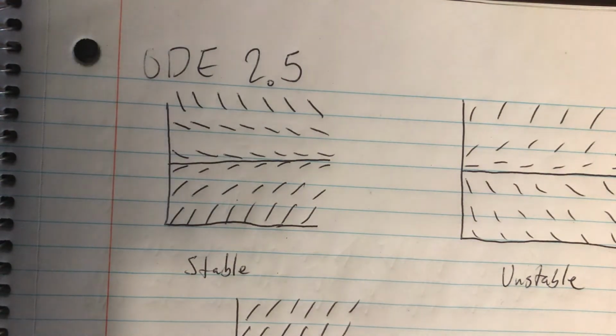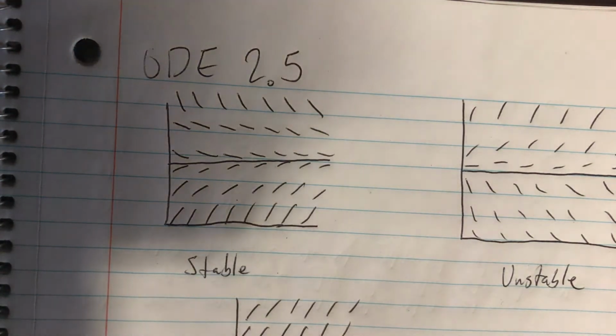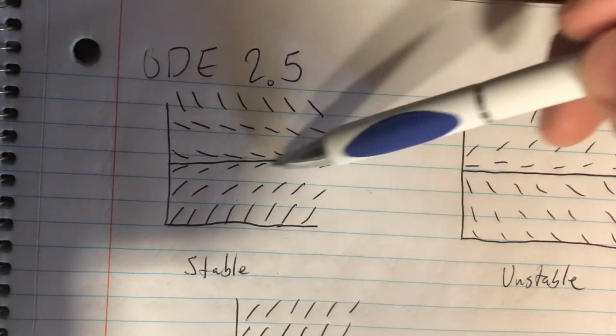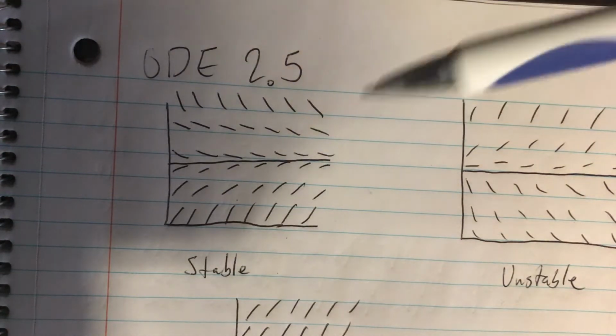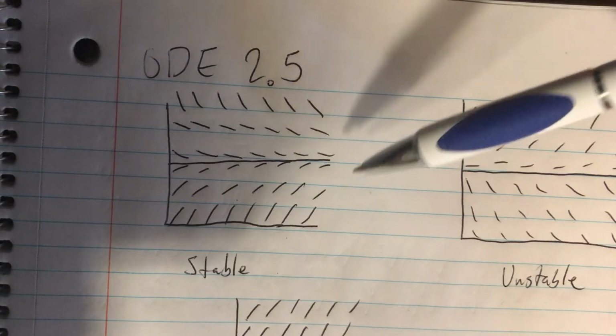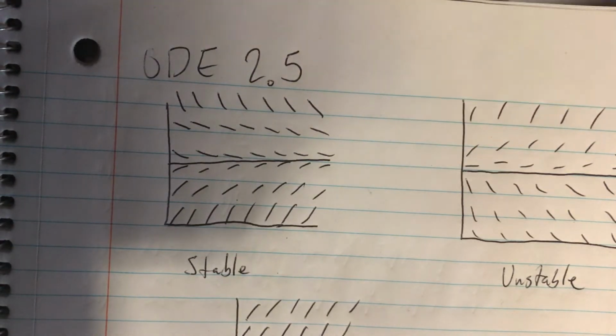So whenever one solution is converging, we call that stable. So like this solution is going to this value. That's why we have the line there. So we can say that this is stable because both sides of the solution are actually converging.